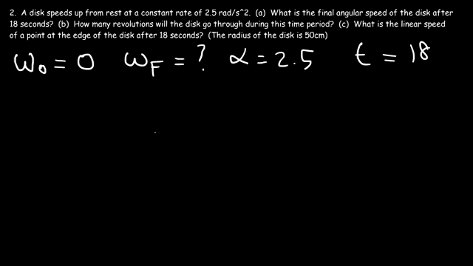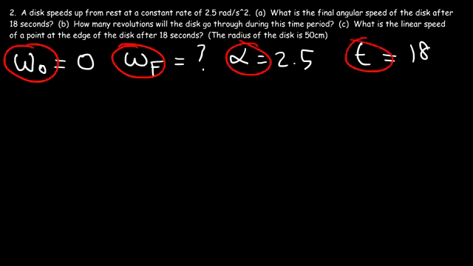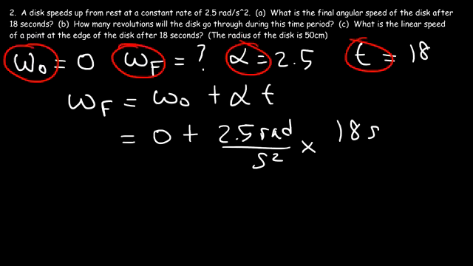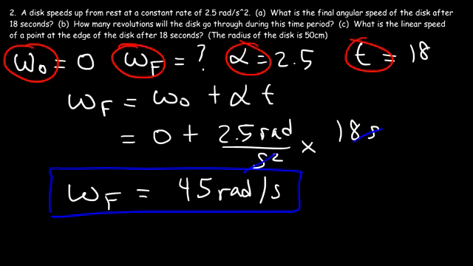So what equation contains these 4 variables? The equation that we need is this one. Omega final is equal to omega initial plus alpha t. Omega initial is 0, alpha is 2.5 radians per second squared, and the time is 18 seconds. So this will give us the final angular speed in radians per second. So it's 2.5 times 18, which is 45 radians per second. So that's it for part A. Now what about part B?